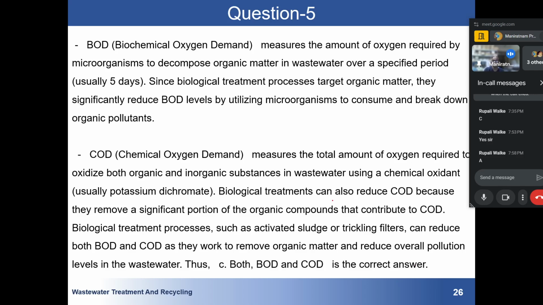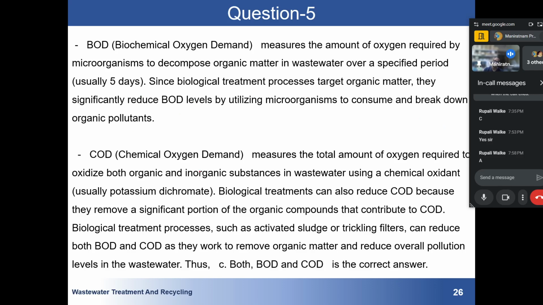BOD, which stands for biochemical oxygen demand, measures the amount of oxygen required by microorganisms to decompose organic matter in wastewater over a specified period, usually 5 days. Since biological treatment processes target organic matter, they significantly reduce BOD level by utilizing microorganisms to consume and break down the organic pollutants.